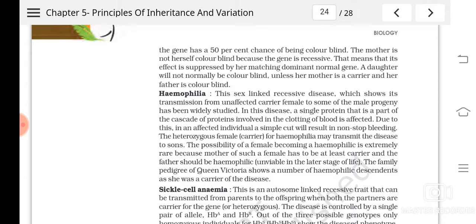If the father is a hemophilic person, he will give his gene to the daughters, and from daughters it will go to the sons. Understood? Daughters will not be affected. Likewise, one generation skips. And this is why the disease is also known as crisscross inheritance. So this is hemophilia.